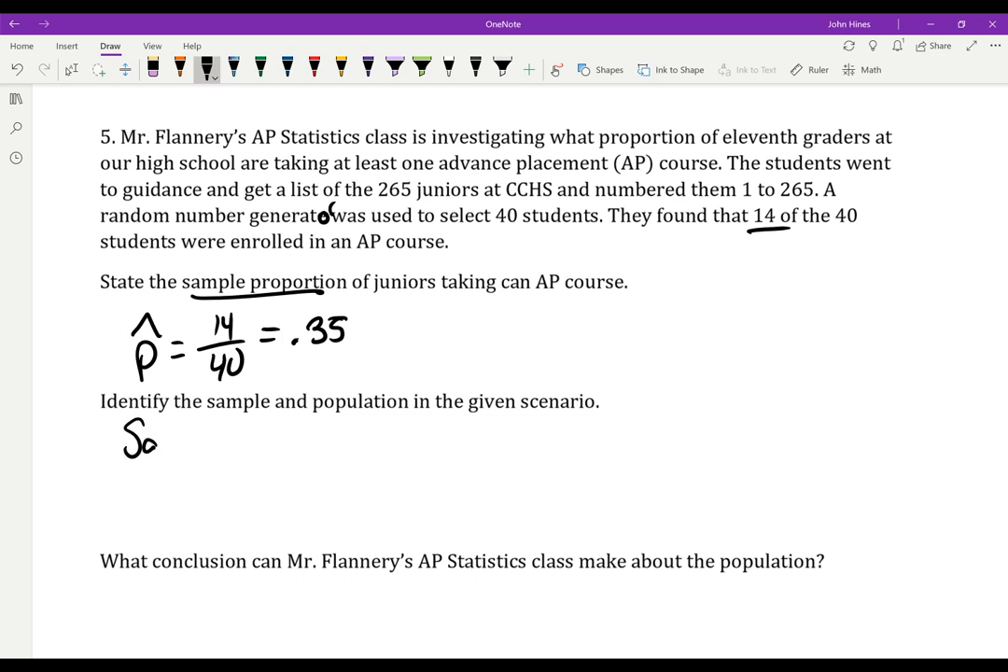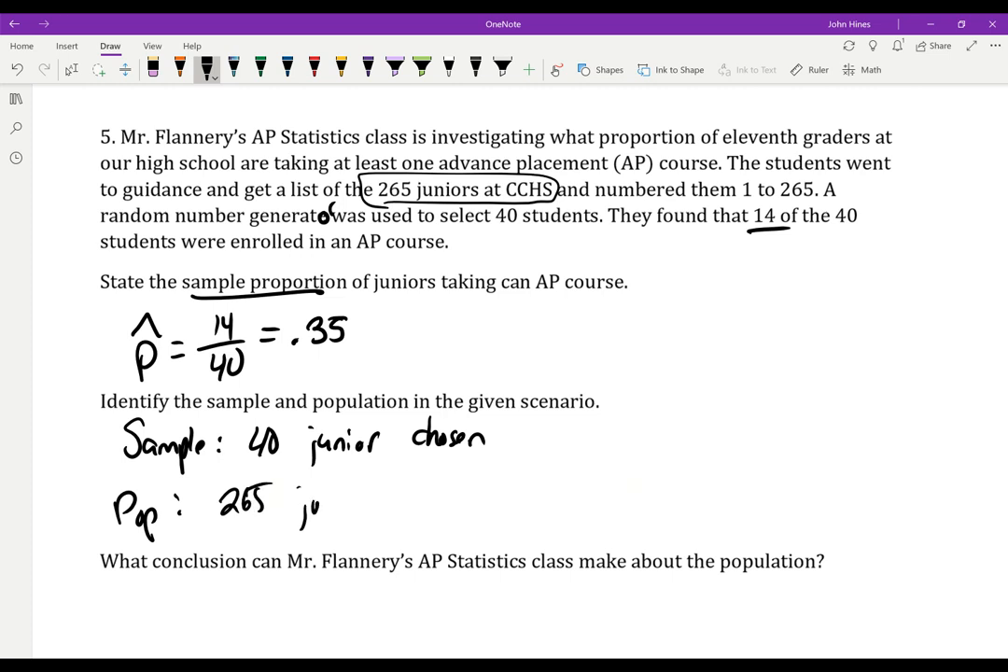Identify the sample and the population. So the sample is the 40 juniors that were chosen. The population, well, where did that sample come from? It came from the 265 juniors at CCHS. I can't go and make a comment about Washingtonville kids taking AP classes because I didn't sample any Washingtonville kids. I only sampled kids from CCHS. What conclusion can Mr. Flannery's AP Stats class make about the population?